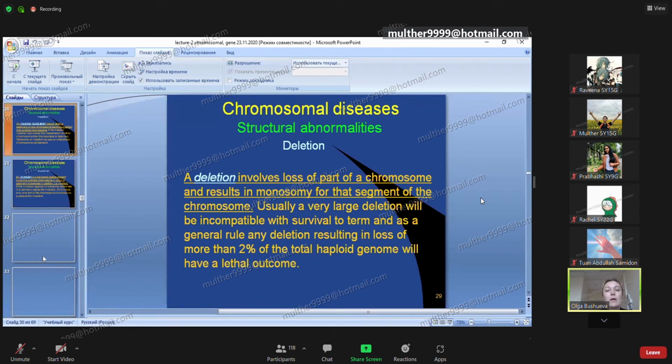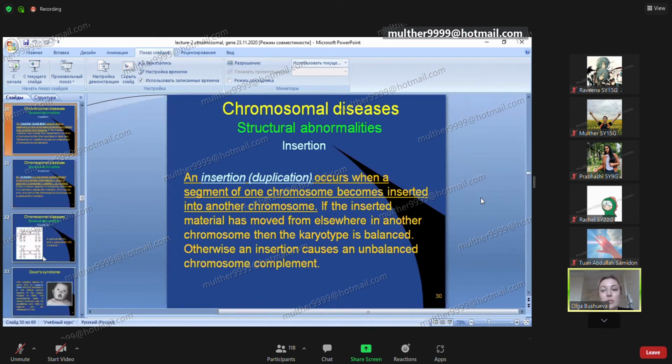So an insertion or duplication occurs when a segment of one chromosome becomes inserted into another chromosome. If the inserted material has moved from elsewhere in another chromosome, then the karyotype is balanced. Otherwise, an insertion causes an unbalanced chromosomal complement.